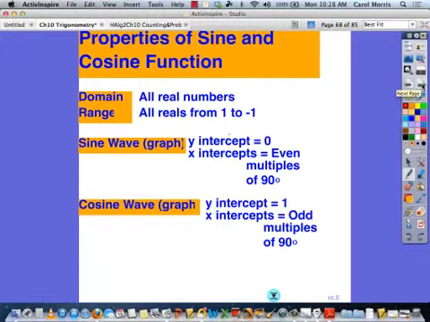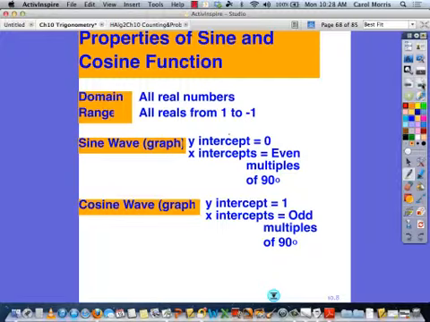Domain, all real numbers for both the sine and the cosine wave. And the range, all real numbers from 1 to -1. The sine wave graph has a y-intercept of 0, has an x-intercept of the even multiples of 90.